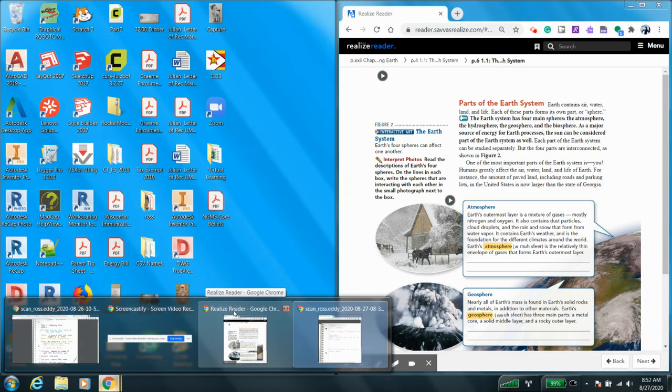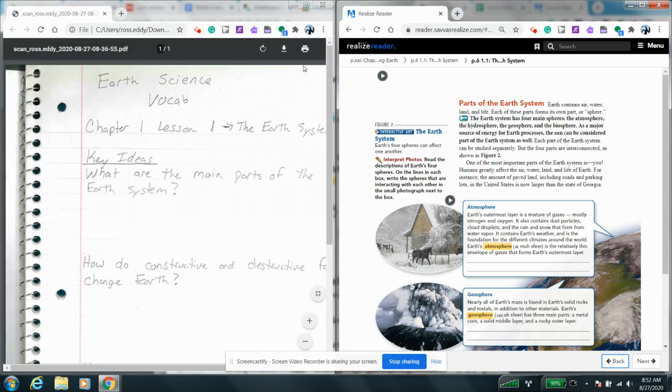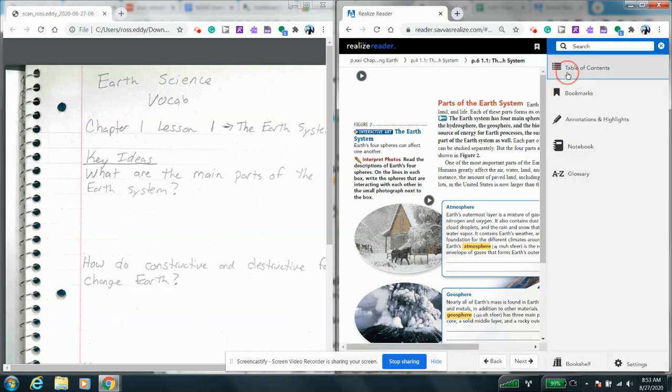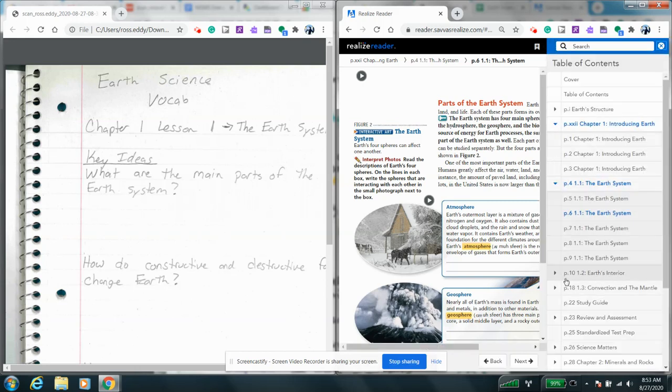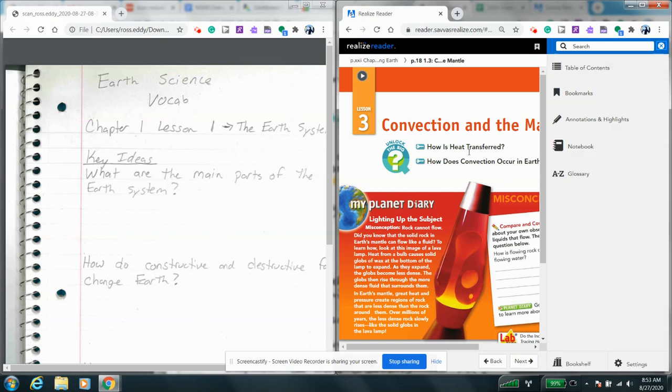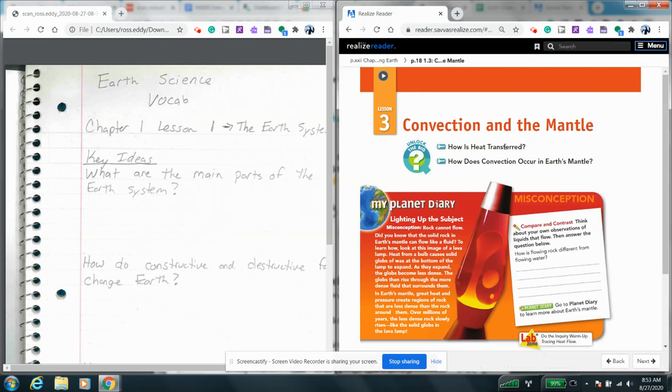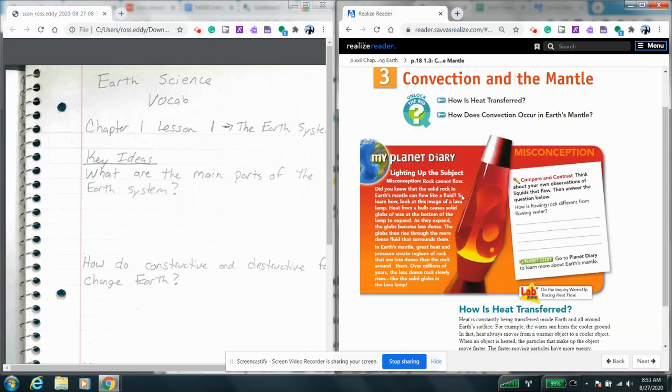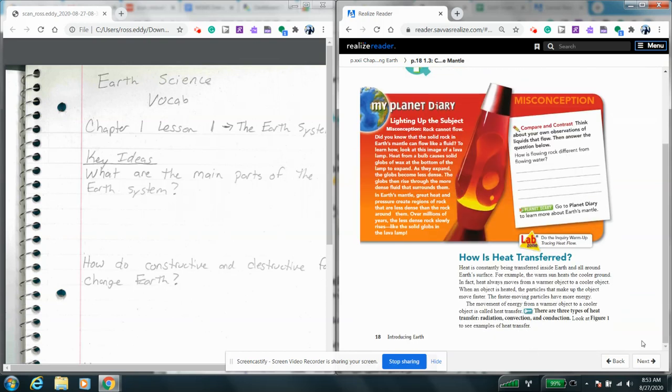So both Mr. Wall and myself are going to expect that you are setting up your vocabulary journal. And that means every lesson you're going to set it up that way. So if we go to the table of contents and we go into lesson 3, convection in the mantle, we are going to set it up exactly the same way. There's our key ideas, so we'd write those in. We'd write chapter 1, lesson 3, convection in the mantle. How is heat transferred would be the key idea. How does convection occur? There's your first answer for your key idea.